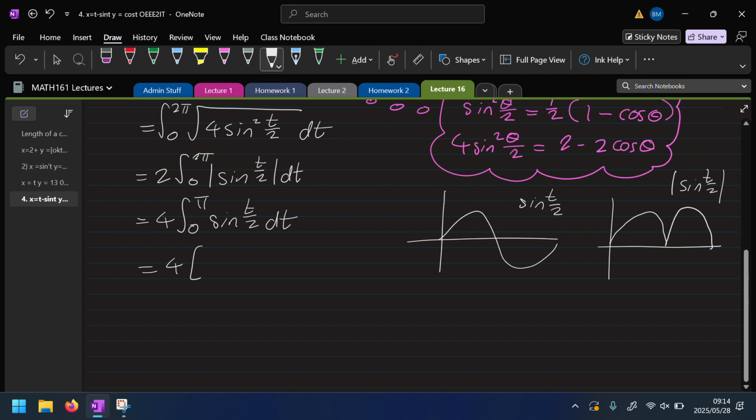Okay, so that's going to be 4 times the integral of sine, which is minus cosine. Then we have to divide by the half, so that's the same thing as multiplying by 2. So we have minus 2 cos t over 2 from 0 to pi. Then you just substitute the bounds, that's not too difficult. And then the 2 will make this an 8. Okay. So we end up with just 8 for the length of the curve.